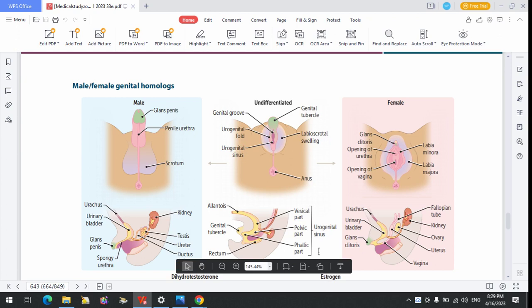Is the urogenital sinus the one from that cloaca? Yes. This urogenital sinus is the one from the cloaca. It is not proximal or distal. This is the urogenital sinus we are looking at. Okay. Do you understand?